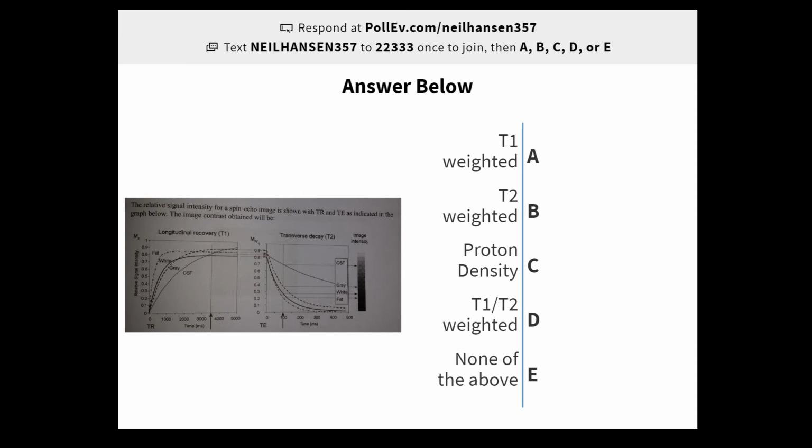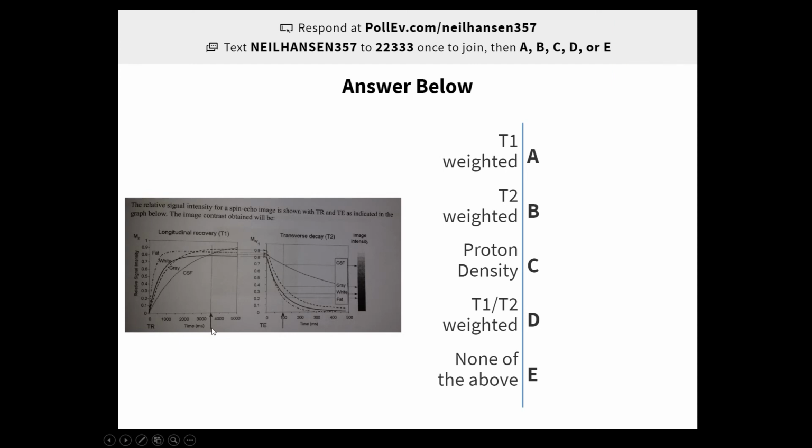The correct answer here, and pause if you need more time, is T2 weighted imaging. A lot of people historically have guessed proton density. So it's not proton density, this is T2 weighted. I wouldn't even try to memorize milliseconds. I don't think the board exams will expect you to know this many milliseconds for T1, T2, PD. What they'll do is show you a graph to make sure you understand the concepts, right?